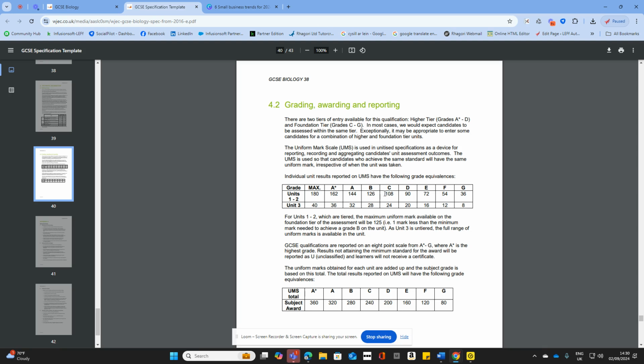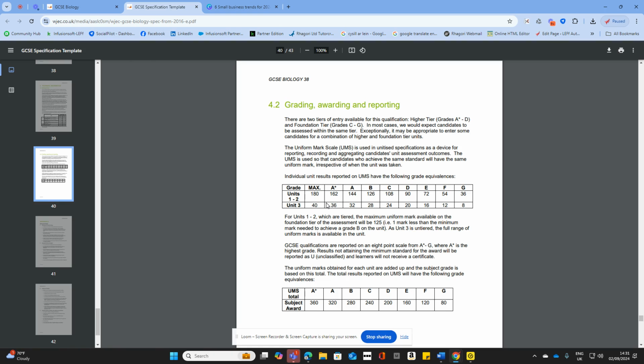Same thing would happen if you're in the foundation paper and you were getting good Cs, as in close to a B. Along with coursework, you could just about get into a B grade there. So, something to bear in mind. Now, the other thing to think about here is these are the same each year, whereas the papers obviously are going to be slightly different as far as challenge goes.